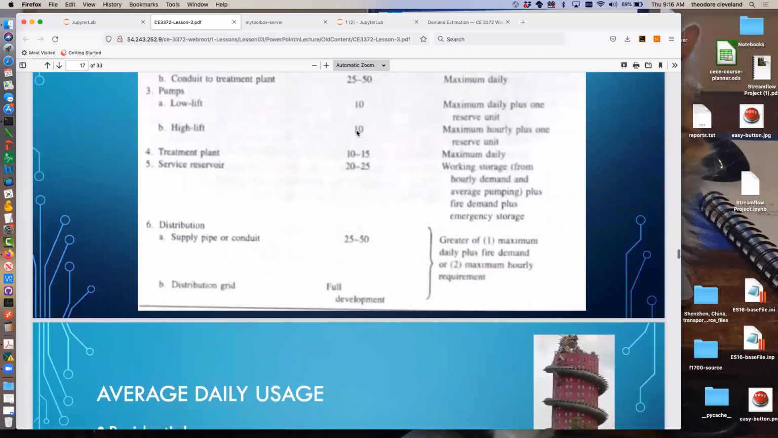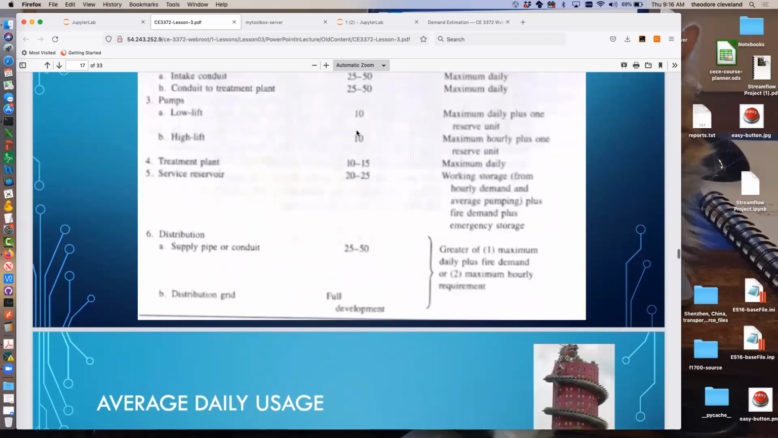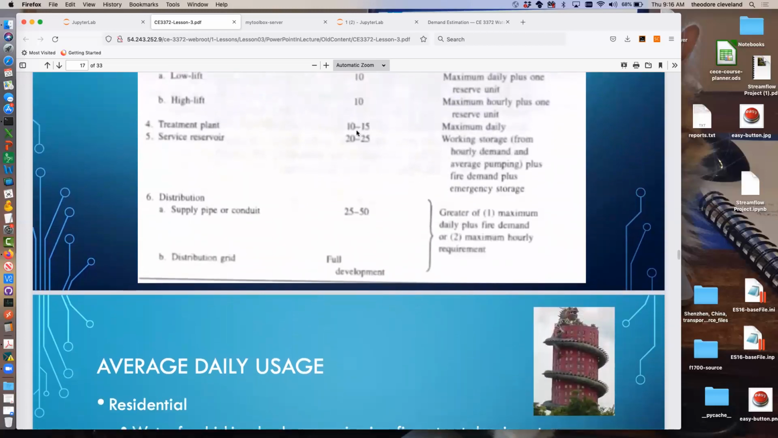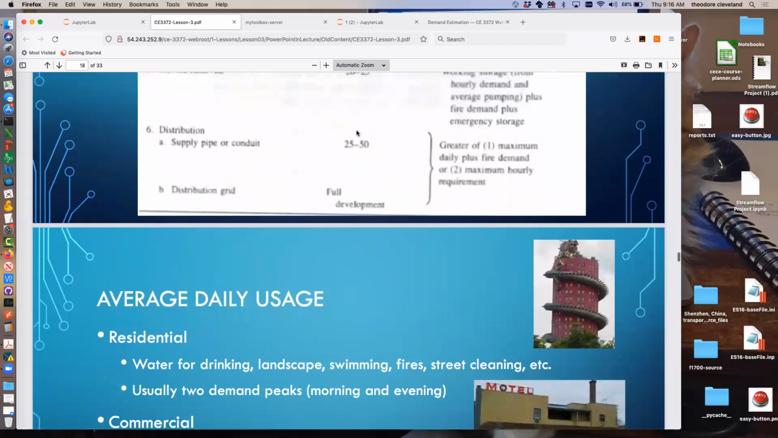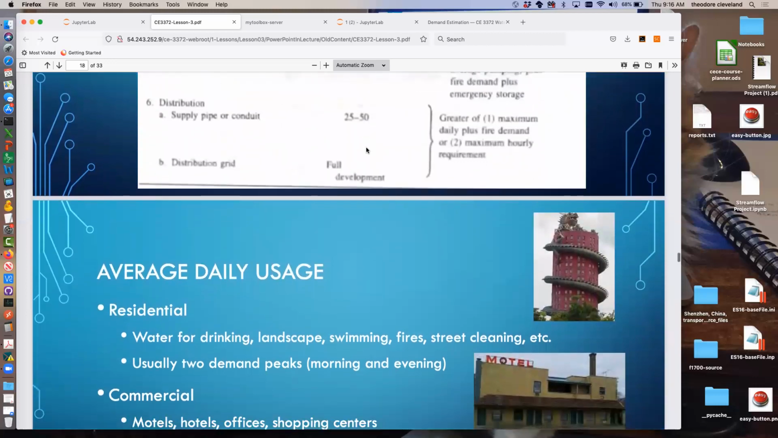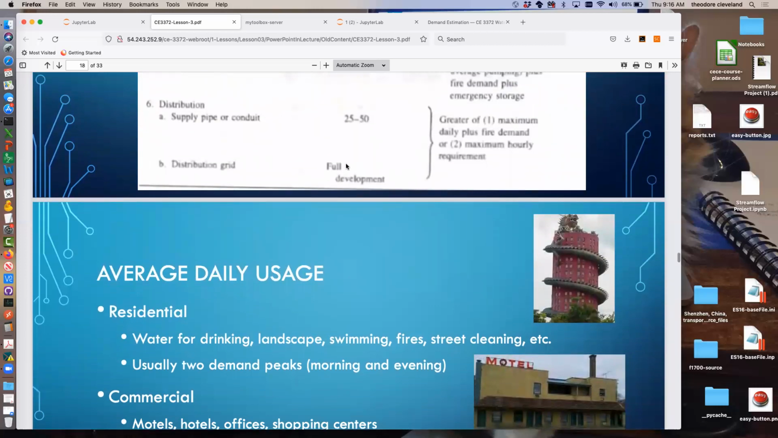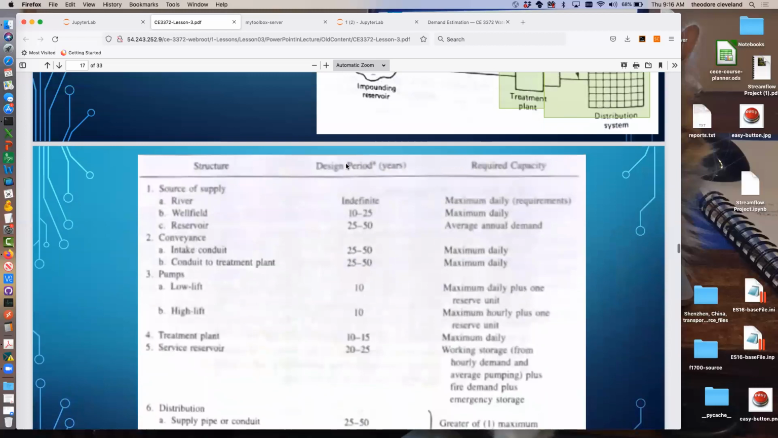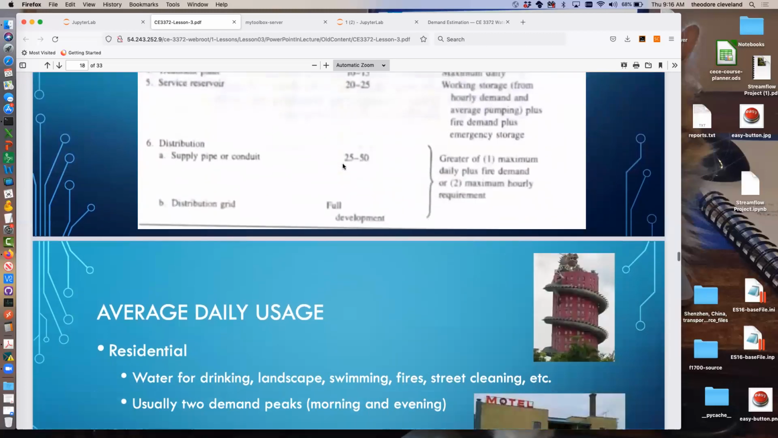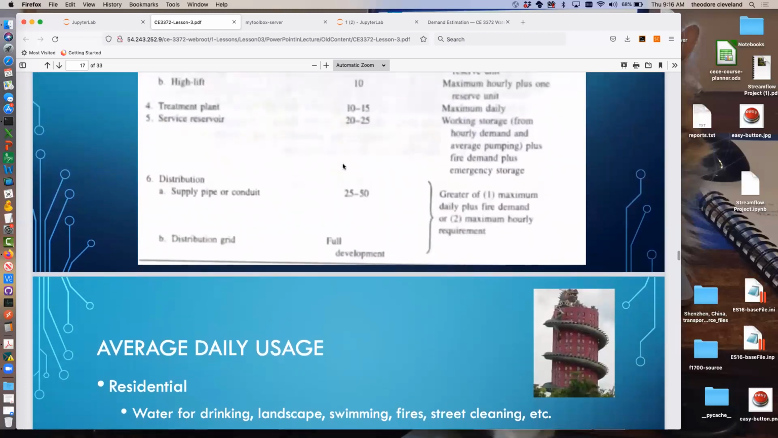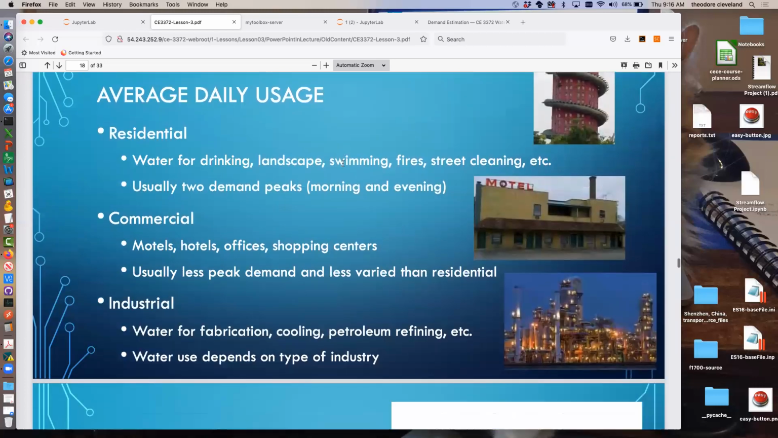The pumps, these guys are getting really good pumps because they last 10 years before failure. Treatment plant, 15 years to failure. The service reservoir itself, 25 years to failure. The distribution supply pipe, 50 years to failure. And then distribution grids, they actually don't have an answer, but all these things are potentially going to fail in slightly less than your design service life. So that needs to be considered, and keep that in mind when you do a design.